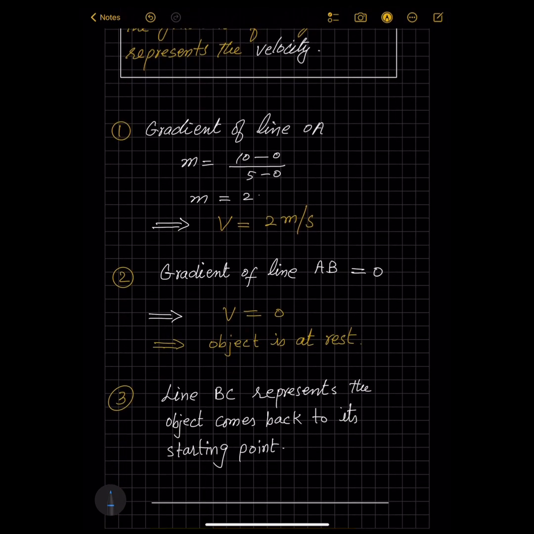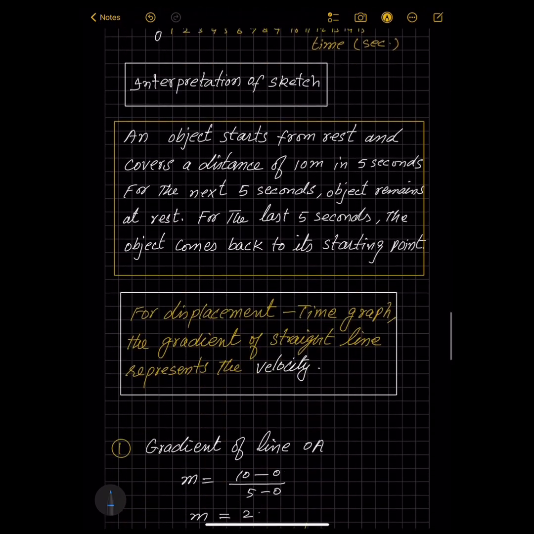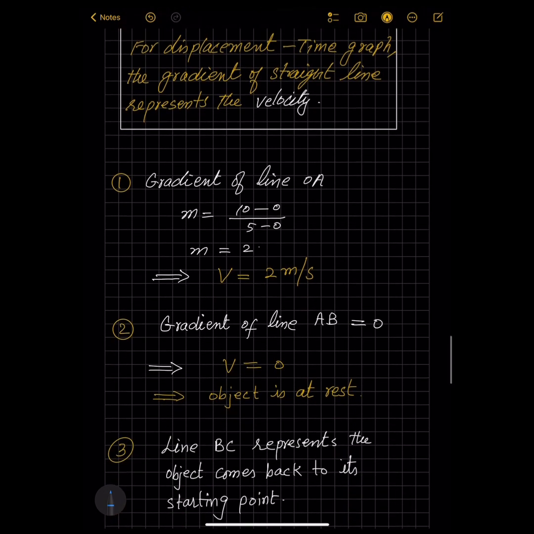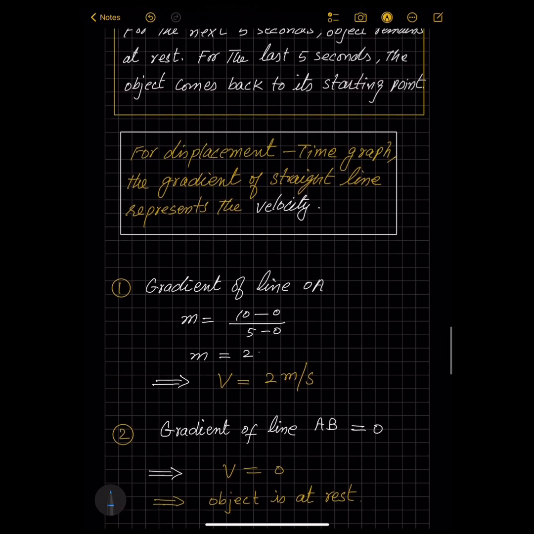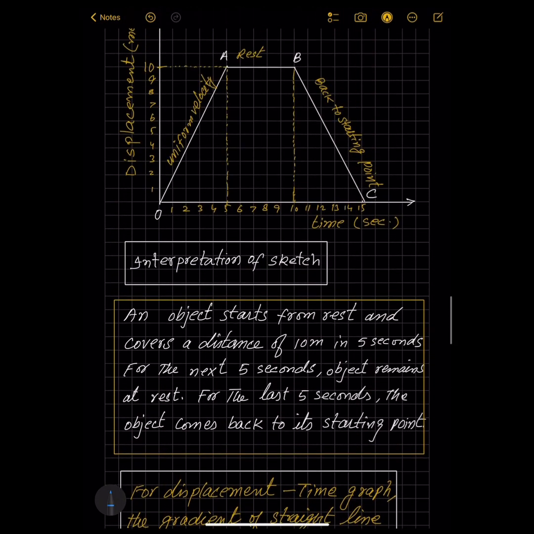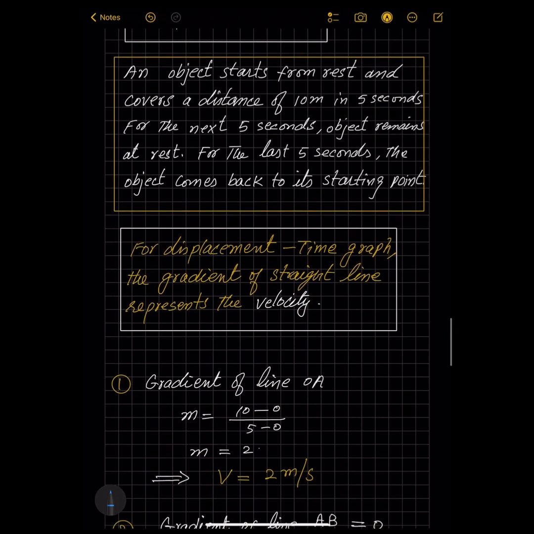And the last line BC in the sketch represents the object coming back to its starting point. If we take the gradient of this line BC, we will get a negative gradient. This shows that velocity is negative.